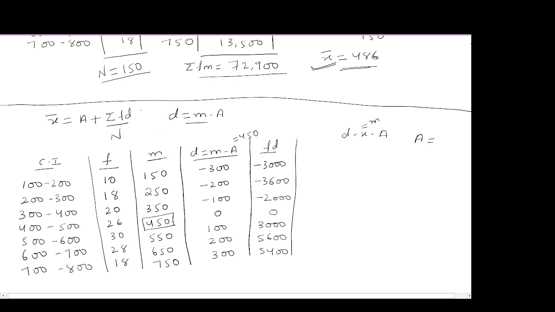Now I need summation FD. So take the total of this. Summation FD total is minus 3000 minus 3600 minus 2000 plus 0 plus 3000 plus 5600 plus 5400, and the total comes up to 5400. So this is your summation FD value.